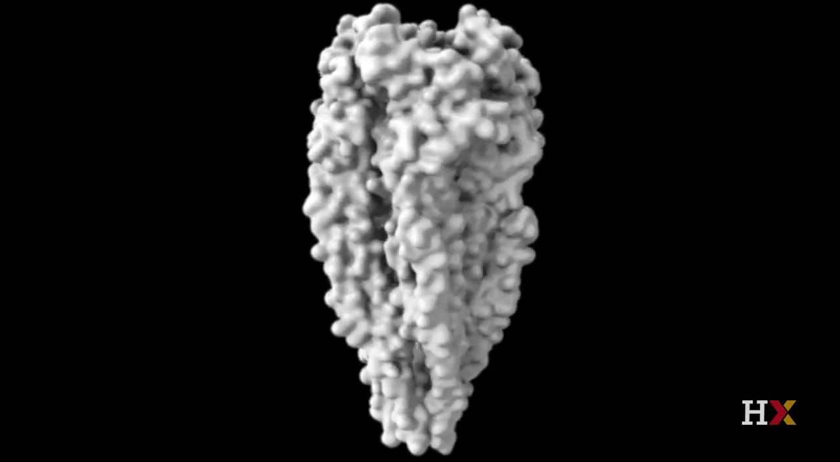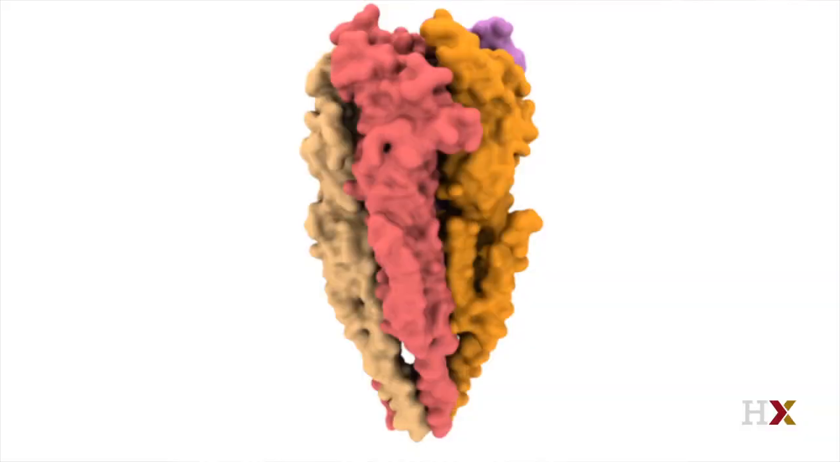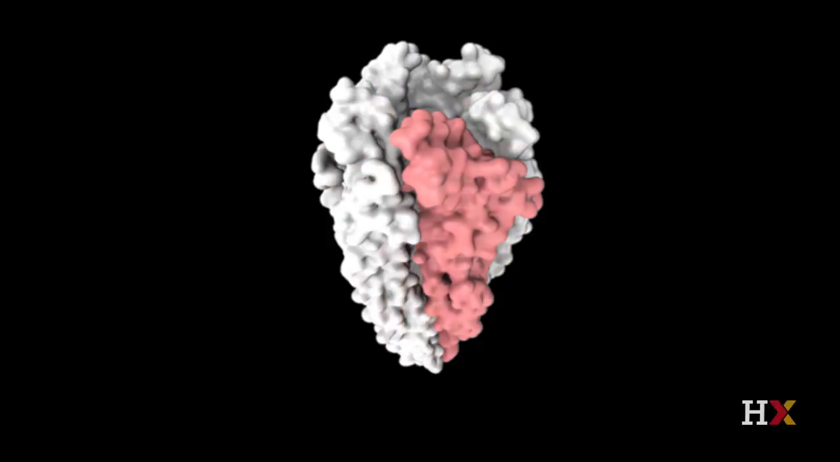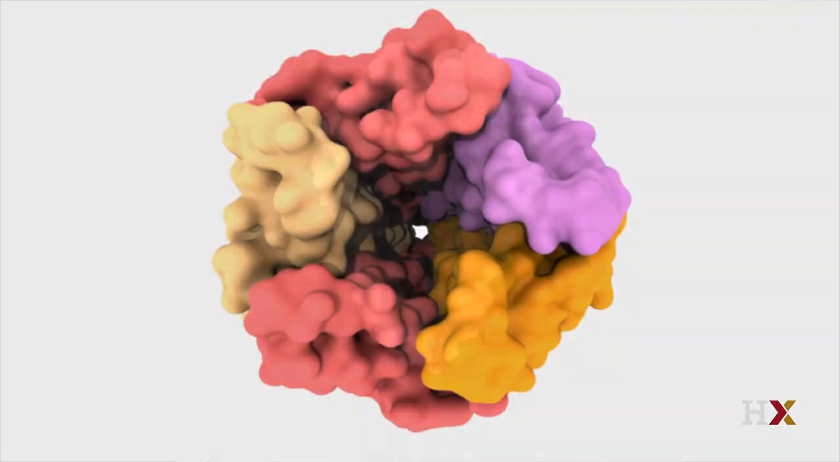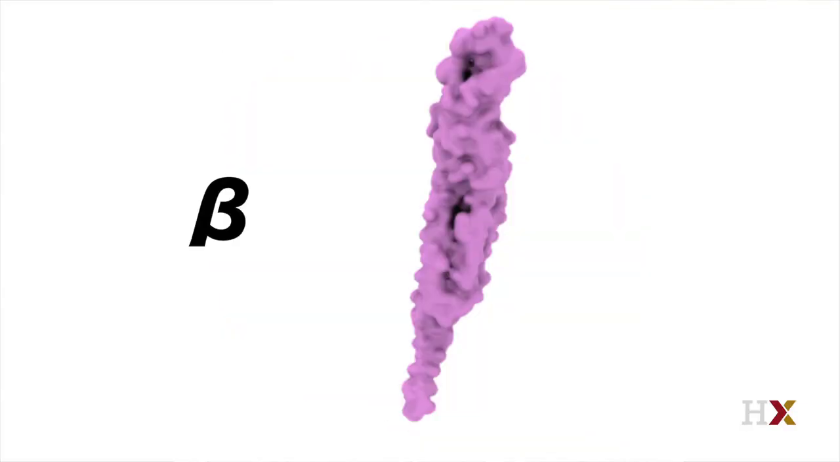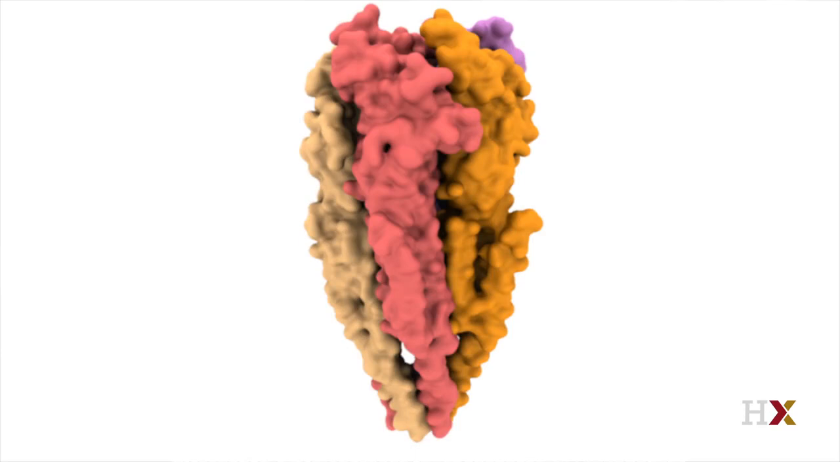The acetylcholine receptor is a ligand-gated ion channel. That means that it opens when a specific chemical, called the ligand, binds to it. Like many channels, it's composed of a constellation of separate proteins termed subunits. It consists of 2 copies of the alpha subunit, as well as 1 copy each of the beta, gamma, and delta subunits.